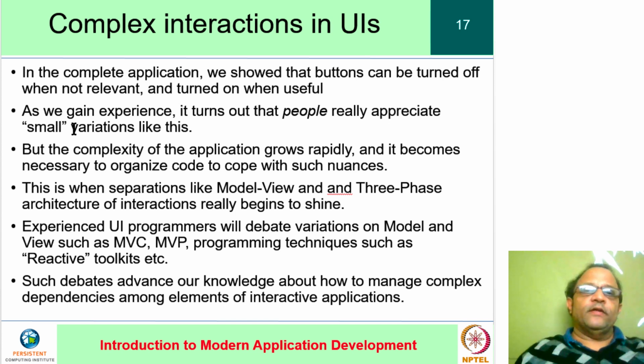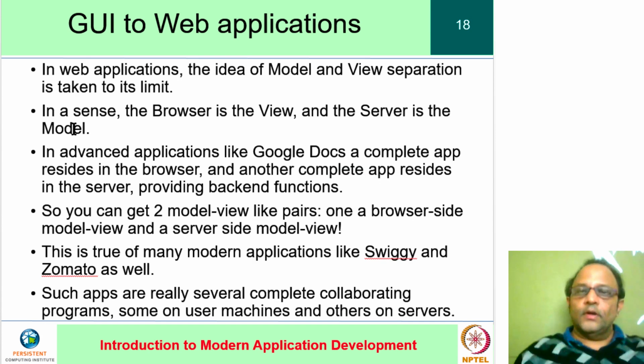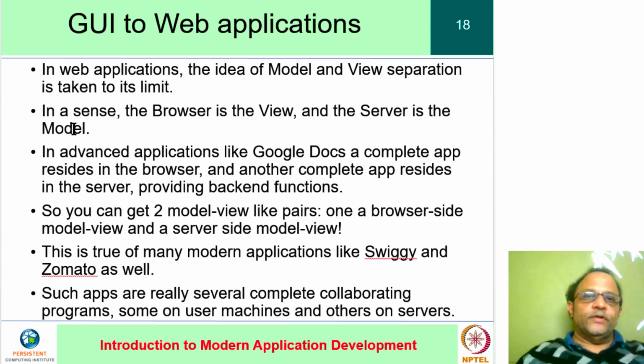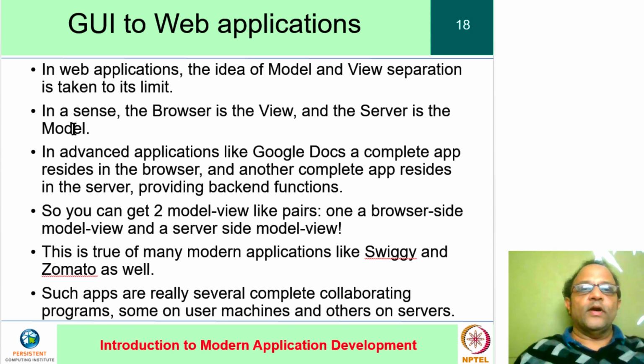Okay, so at this point, we have taken a good long look at desktop applications. Now let's start making a connection with web applications. The first thing to notice is that as we go from GUI applications to web applications, the idea of a model view separation in some sense gets taken to its limit. In one sense, the browser is actually the view component and the server is the model component. In really complex advanced applications like Google Docs, a complete application resides inside the browser and another complete application resides inside the server providing backend functions.